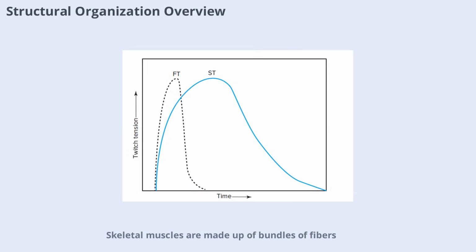Skeletal muscles are made up of bundles of fibers, each playing a specific role in contraction and force generation. These fibers are organized in a hierarchical manner, starting from the smallest contractile units up to the entire muscle. This organization allows for both strength and flexibility, enabling muscles to respond to different demands. Let's take a closer look at how these components fit together to form a functional muscle.